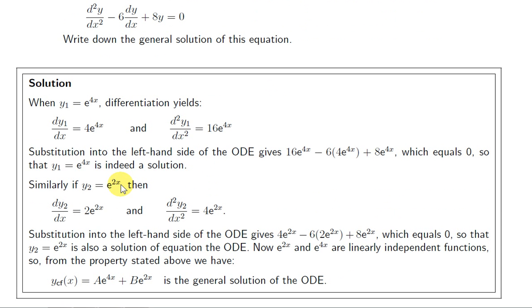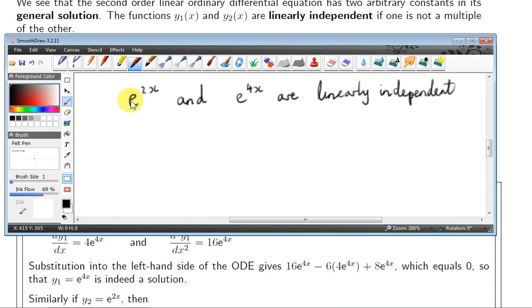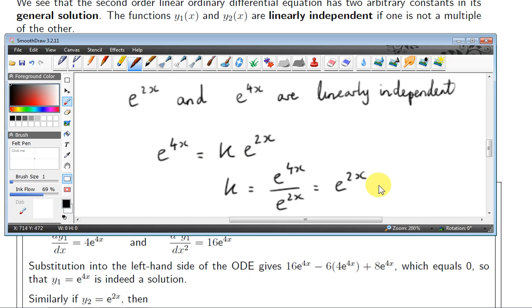And similarly, if we check e to the 2x, we will find that that's also a solution. Now, these two solutions of the homogeneous differential equation are linearly independent. So that means that we can't write e to the 4x, say, as a constant k times the other function e to the 2x. And it's very easy to see that, because if we try to calculate the constant, we get e to the 4x divided by e to the 2x. And that's e to the 4x minus 2x, or e to the 2x. We get e to the power of 2x, which is not constant. It's not a number. It involves x.